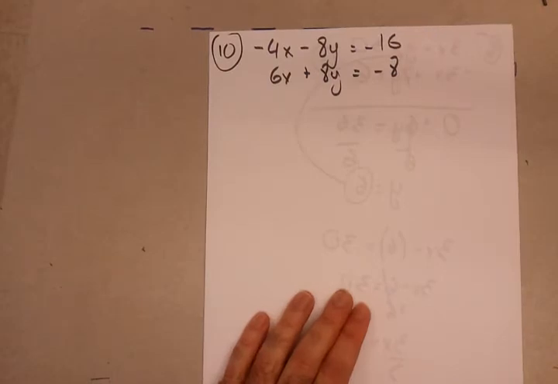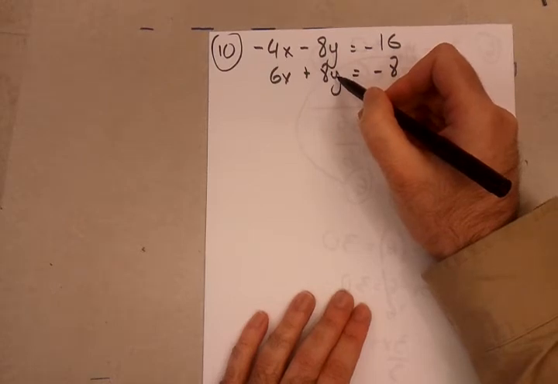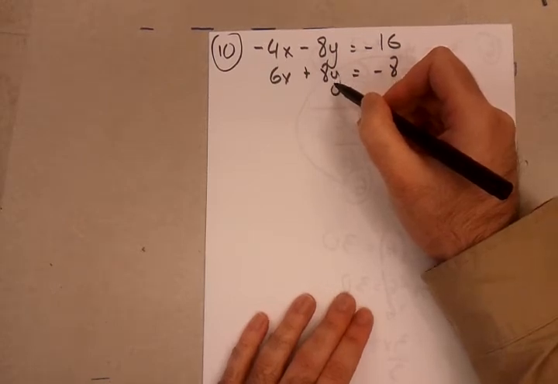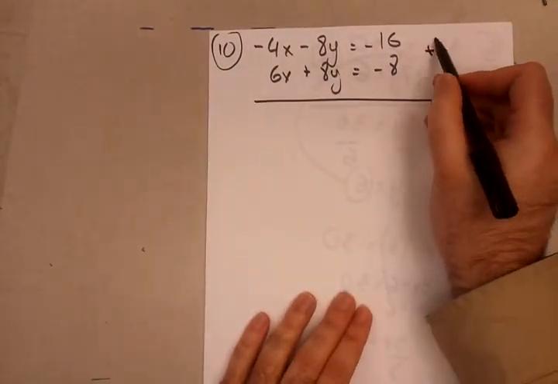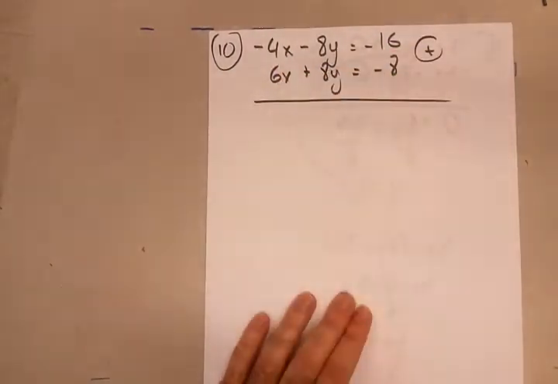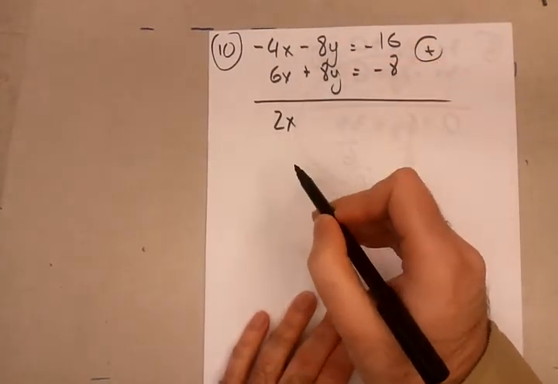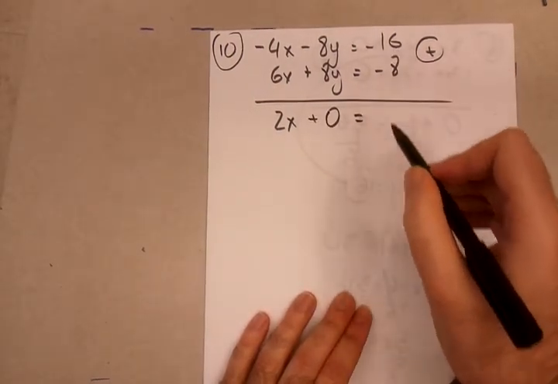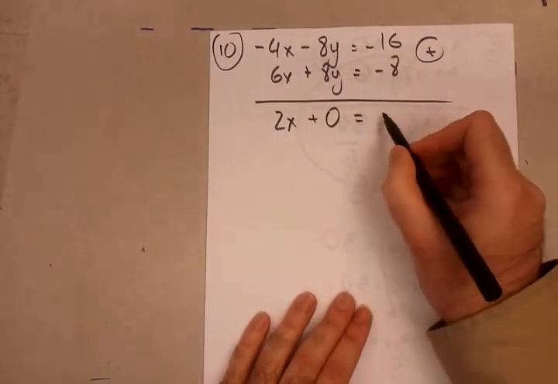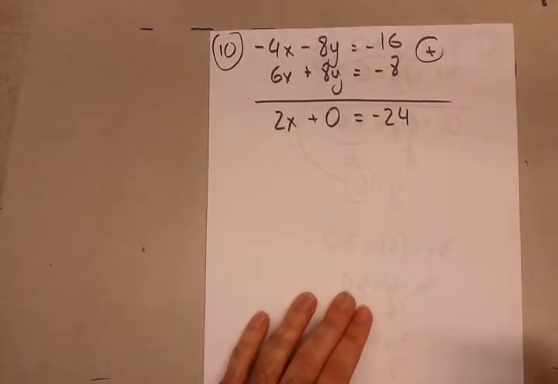So again, we're going to use addition because if you add these two together, the negative 8y and the positive 8y are going to go away. If you use subtraction, nothing goes away, which is not very useful to us. Addition. So negative 4x plus a 6x, that's a 2x. Negative 8y plus an 8y, that's a 0. Negative 16 plus a negative 8, that's going to be a negative 24. Adding two negative numbers, you're just going to get a bigger negative value.